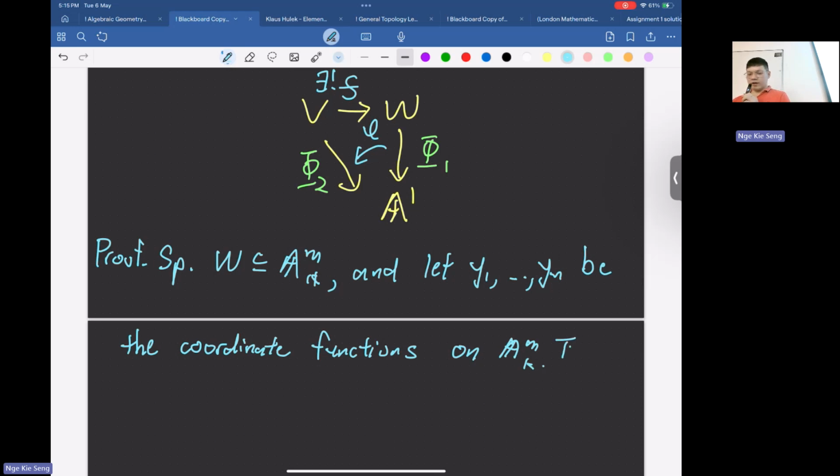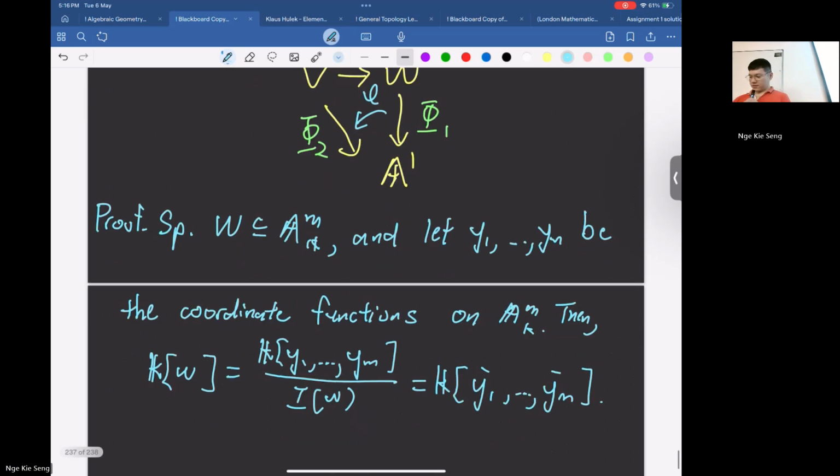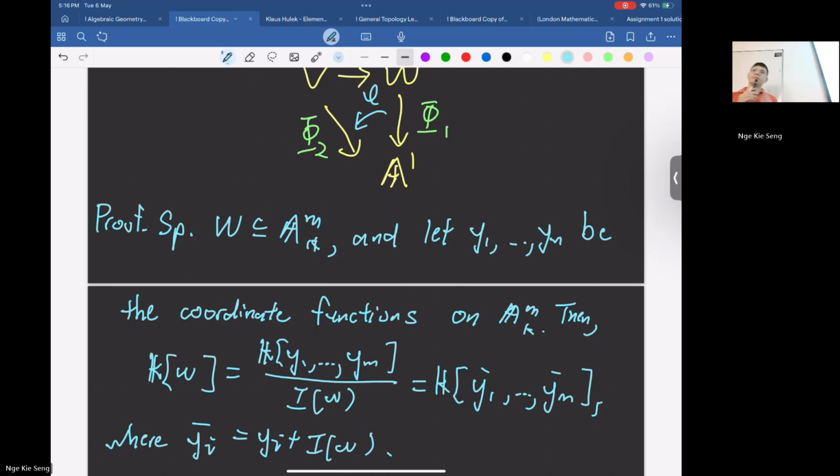Okay. So once we have this coordinate function, really we can write down our coordinate ring now. So K[W] is just generated by these coordinate functions, quotient by the ideal attached to W. In other words, this is a quotient ring, right? You can consider the cosets of y1 up to ym here. It's generated by these cosets, where y_i bar equals y_i plus I. Makes sense or not?